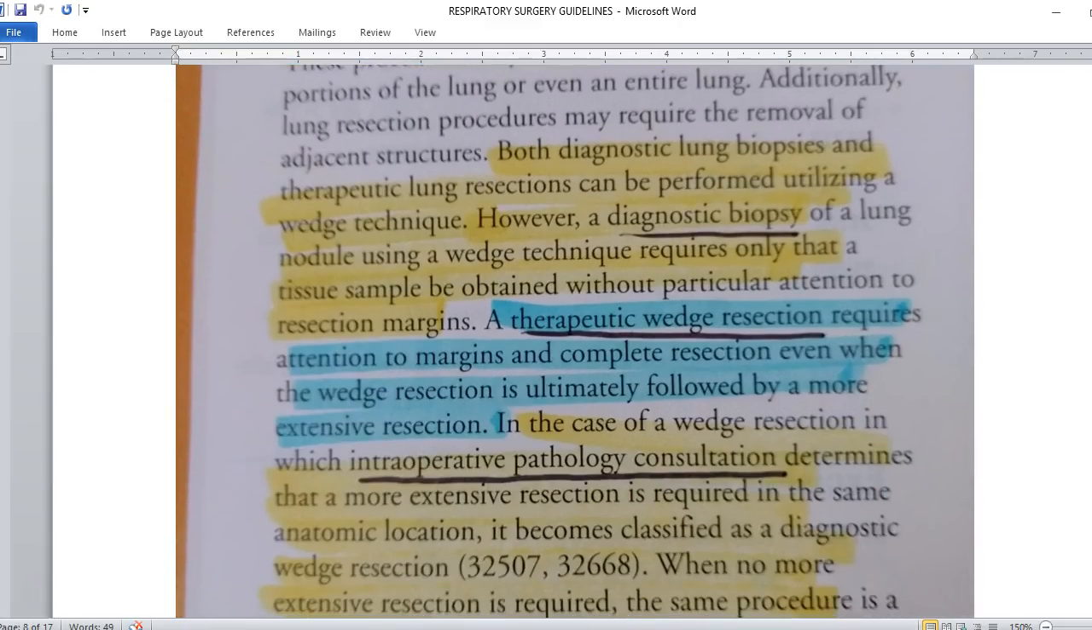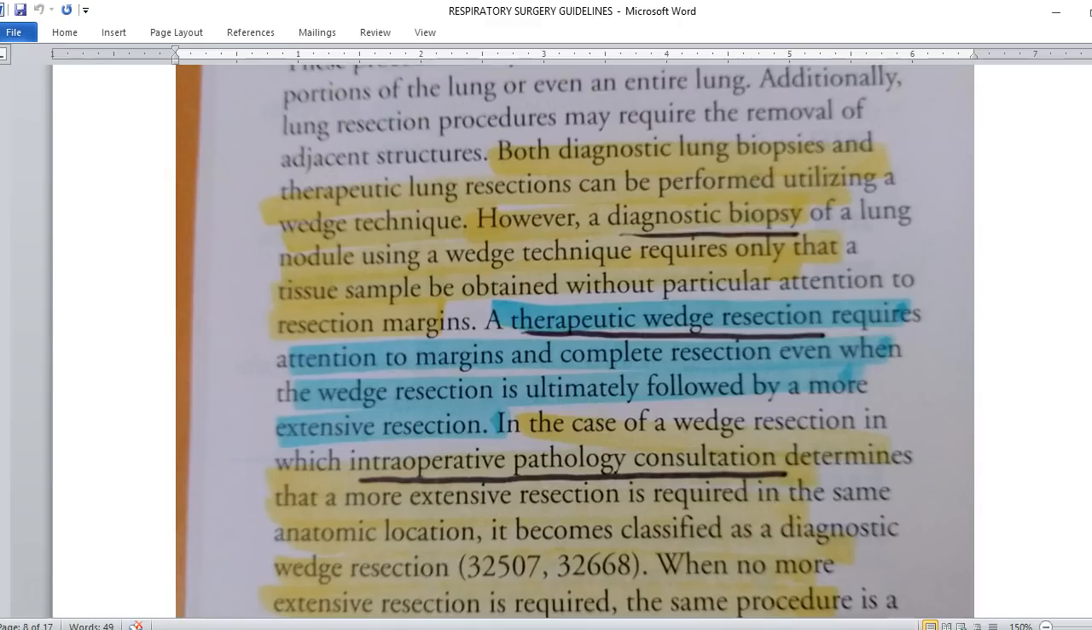Now, both diagnostic lung biopsies and therapeutic lung resections can be performed utilizing a wedge technique. I will show you what that looks like. However, a diagnostic biopsy of a lung nodule using a wedge technique requires only that tissue samples be obtained without particular attention to resection margins. Why? Because it's diagnostic. We're trying to diagnose what's wrong. So we're not going to do that surgical pathology. We run it down like we do sometimes in integumentary.